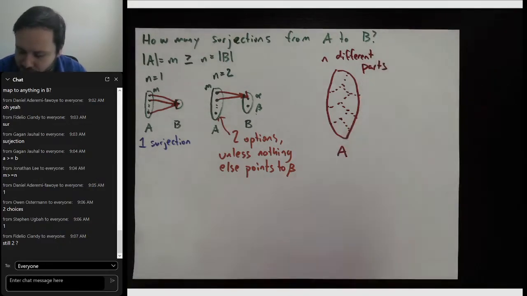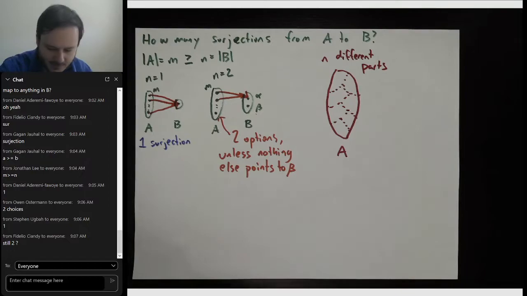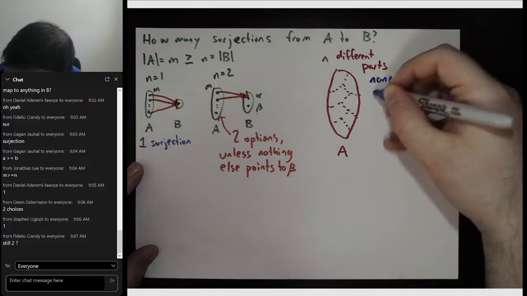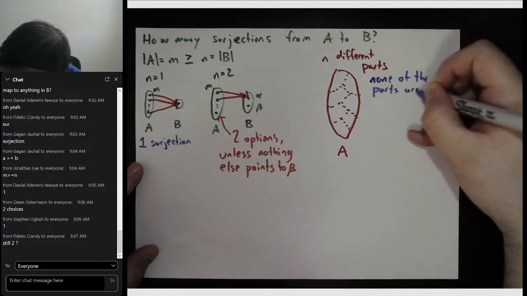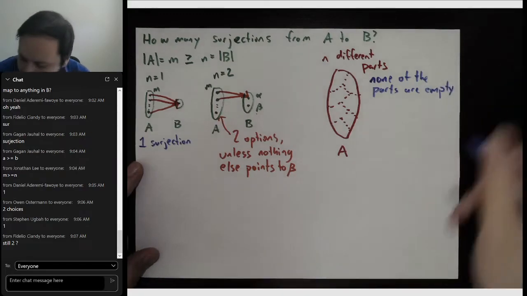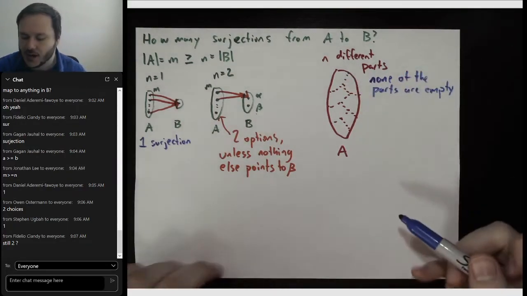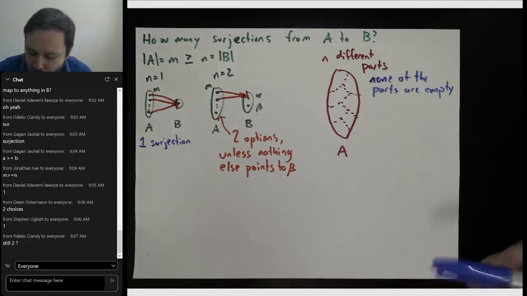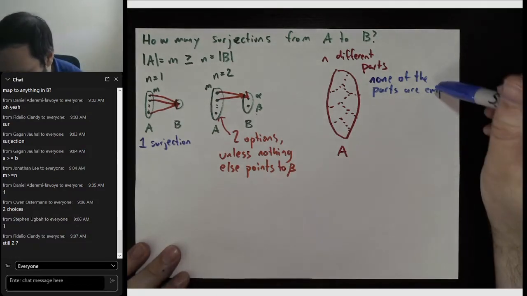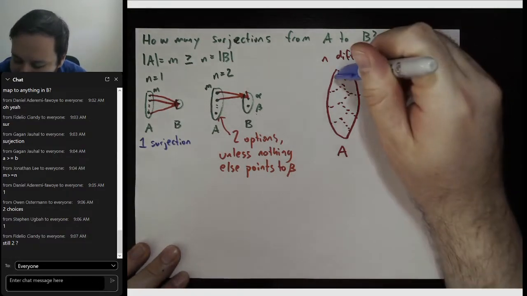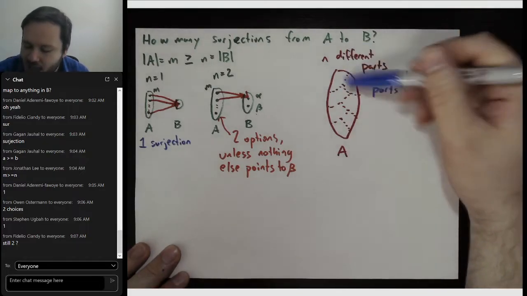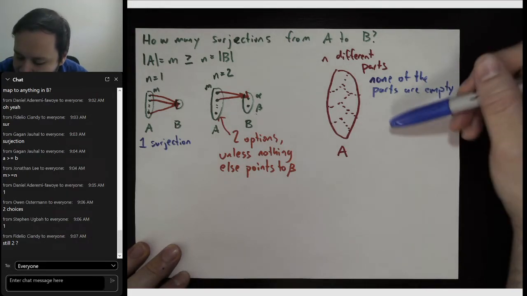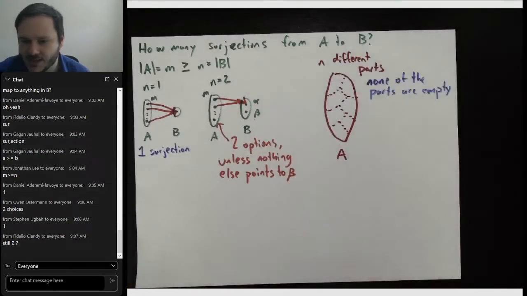And I need none of these parts to be empty. And then each part I'm going to send to a different element of B. And that's how I'm going to assure that I have a surjection. Because if each part is not empty and each part gets sent to a different element of B, then everything in B has at least one thing in A that gets mapped to it.